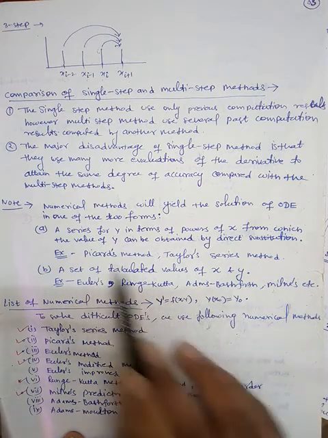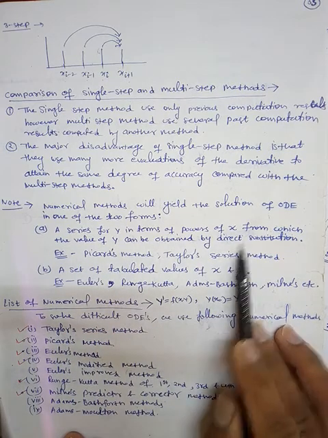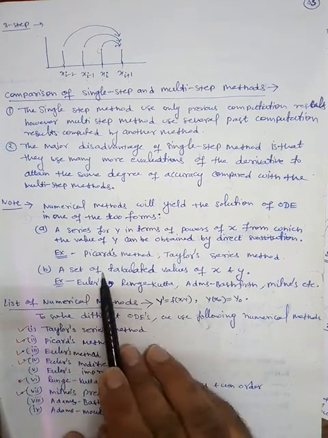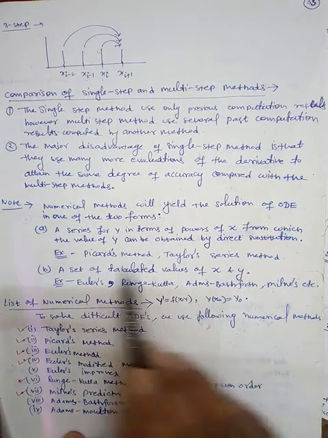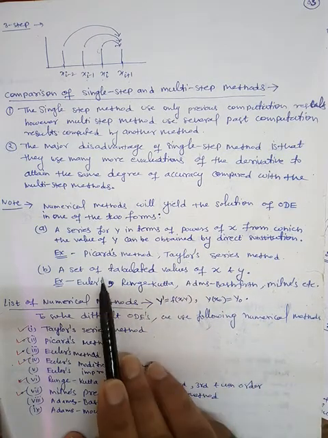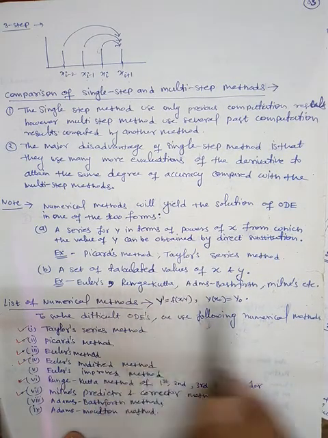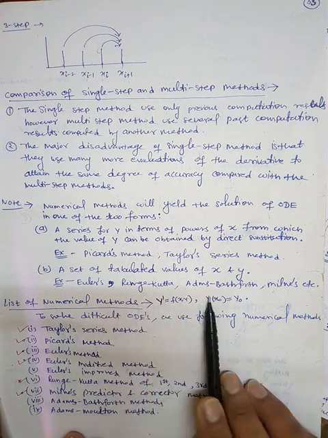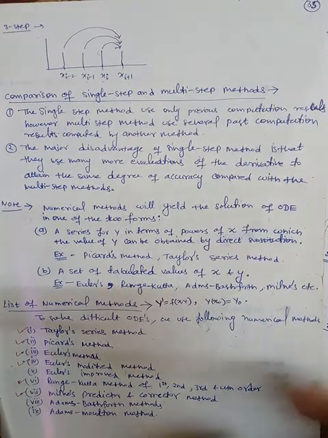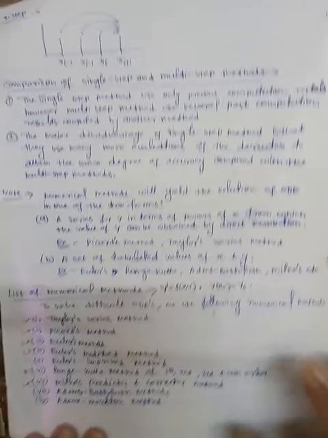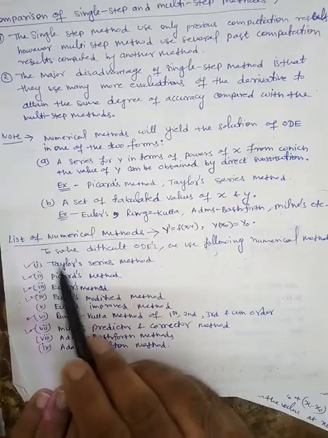So either we get the solution in terms of a series or in terms of a table. If we get a series, then we have two methods, Picard's and Taylor's. In terms of a table, we have methods like Euler's, Runge-Kutta, Adams-Bashforth and Milne predictor method. I think you understand the difference between these methods. So in this unit, we will discuss these methods.